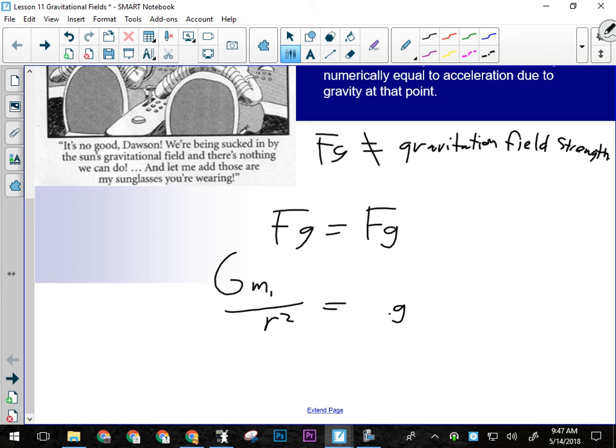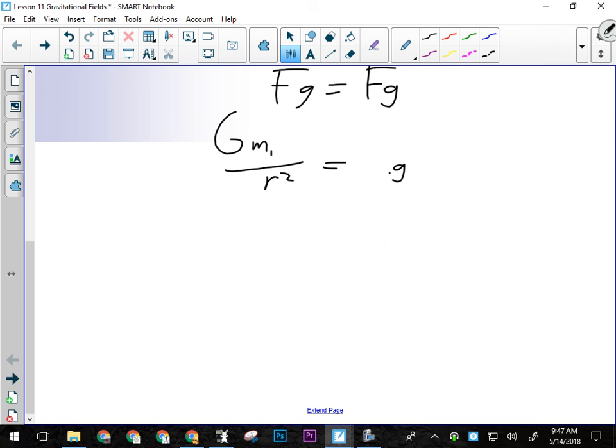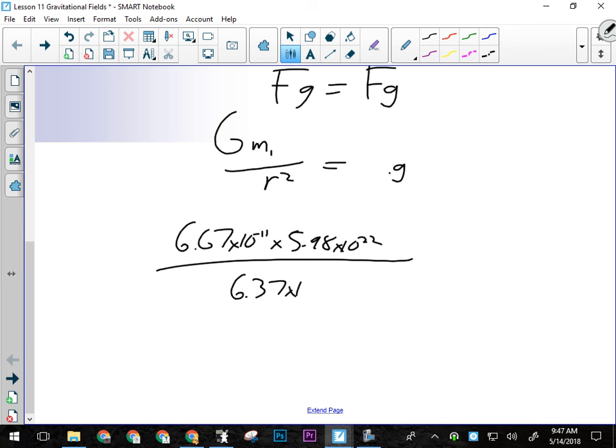Everybody follow? So if we were to do this with Earth's numbers, what should we get close to? We should get close to 9.81. So let's check and make sure that that's what actually happens here. We have 6.67 times 10 to the minus 11 times the mass of the Earth, 5.98 times 10 to the 22, and then we're dividing by the average radius of the Earth, 6.37 times 10 to the 6, squared.